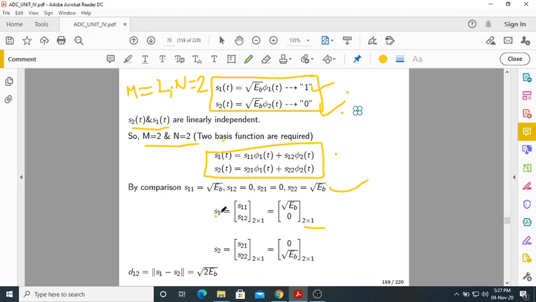Now here S1 is a vector of order 2 cross 1. Here what is signal vector S2? S21, S22. S21 is 0, S22 is root Eb. So 0, root Eb, 2 cross 1. Here S1, S2 are two vectors of order 2 cross 1. Why 2 cross 1? It is because n equals 2. We got two signal vectors. Now what is the distance between these two signal vectors, D12? That is root of 2 Eb. So I will try to write this later.